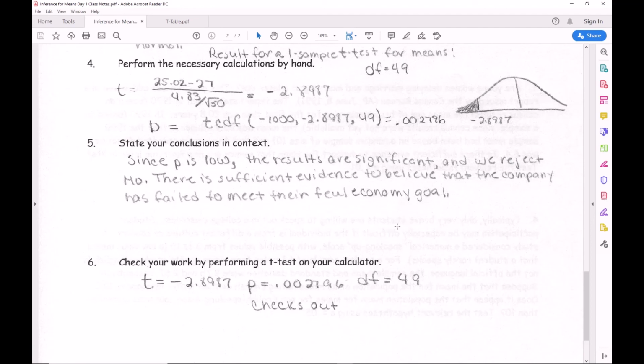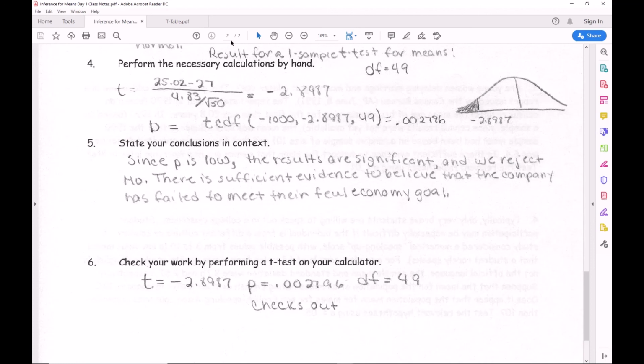Now you can argue, okay, there's sufficient evidence that the true average miles per gallon of this company's fleet is below 27 miles per gallon. But I like the way I answered it because any reader can understand what's going on, and I answered the question. Did they make the goal? Doesn't look like it. I suppose it could be sampling variation, but it's highly unlikely. All right, so there's your conclusion.